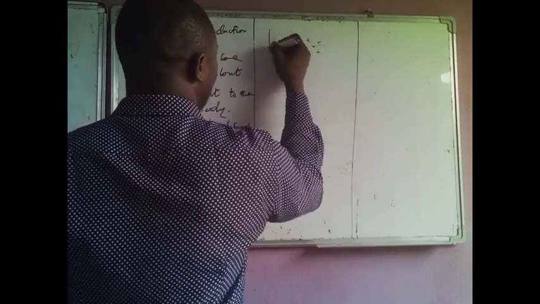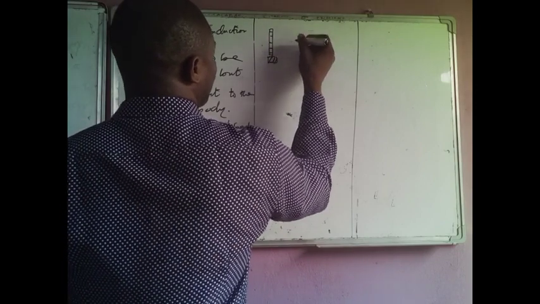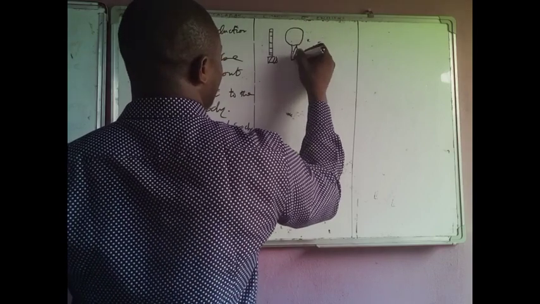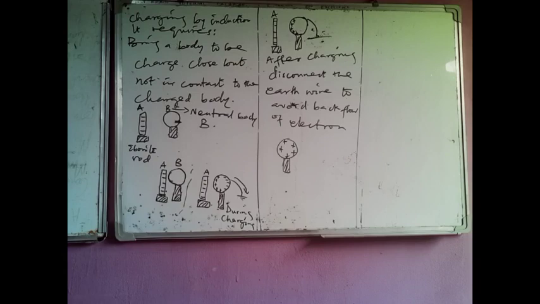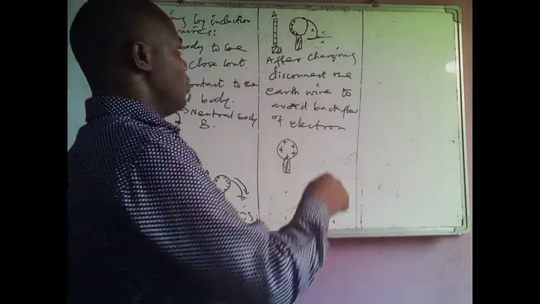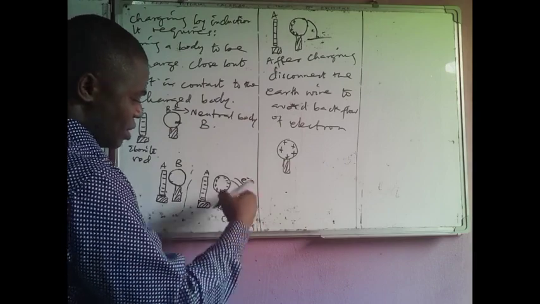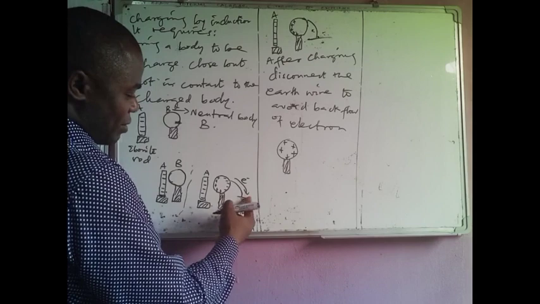After charging, you seal the body, then you cut your earth wire. Why do you cut the earth wire after charging? Like I said, after charging, you cut off the earth wire to avoid backflow of electron. Those electrons that you transfer here move down to the earth. You can see electron move down to the earth. That's what we call grounding or earthing. That is the essence of connecting the earth wire.